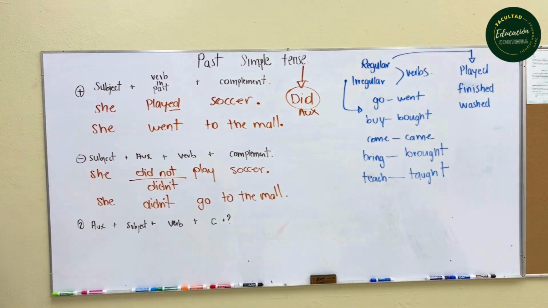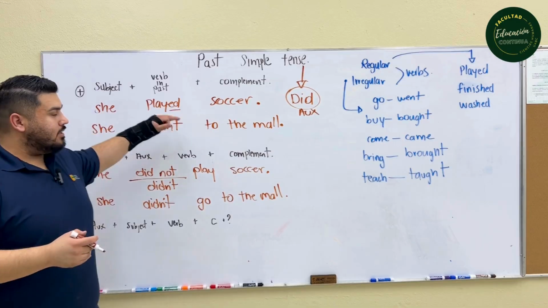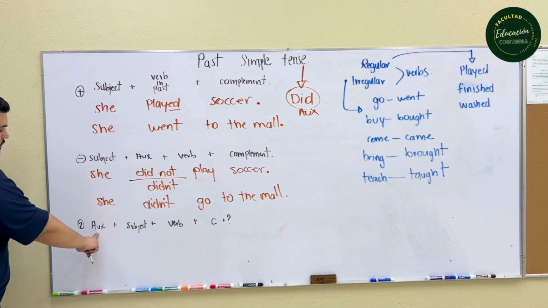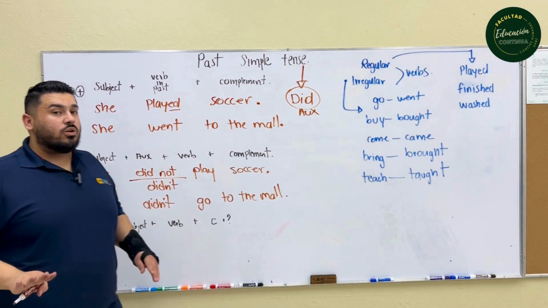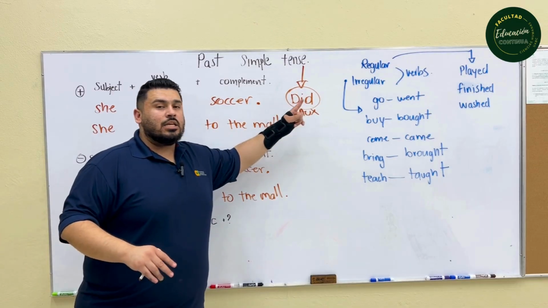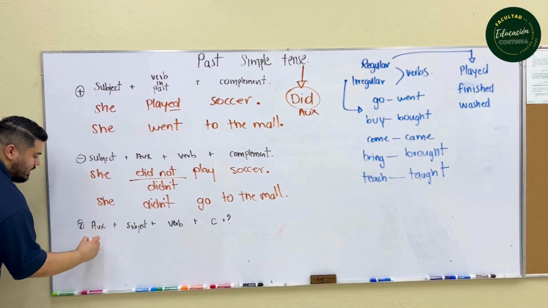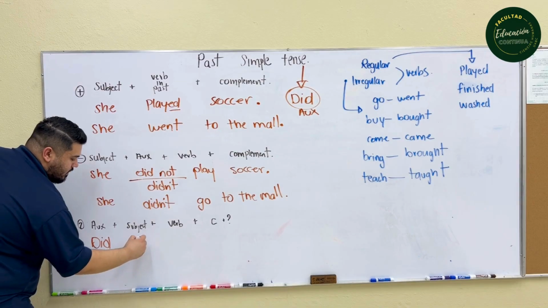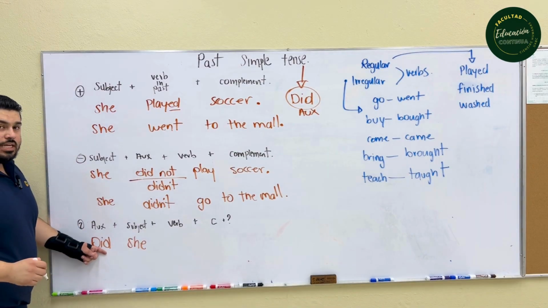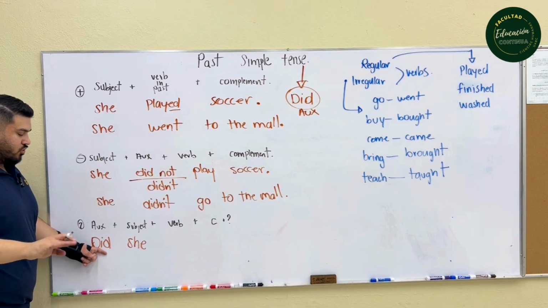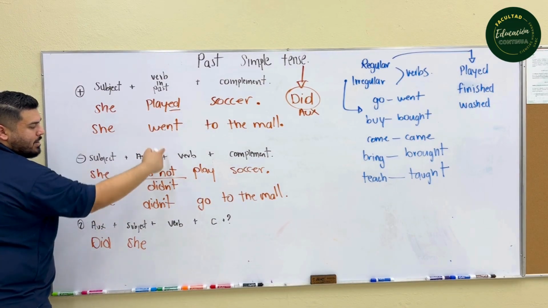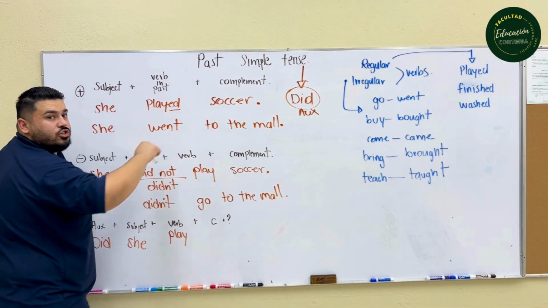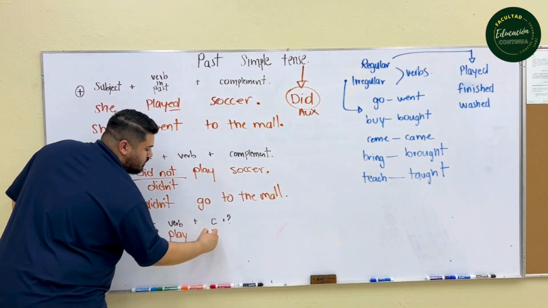Now, with the next action, we need to change those sentences into questions. So, what do we need? We need an auxiliary. Remember, the only auxiliary that we have is did. So, let's write it down. Did. Did she? Remember, we have the word did, so the verb goes in the base form. Did she? Base form. Play. Complement. What's a complement? Soccer. Did she play soccer?